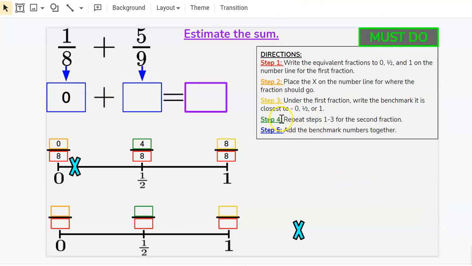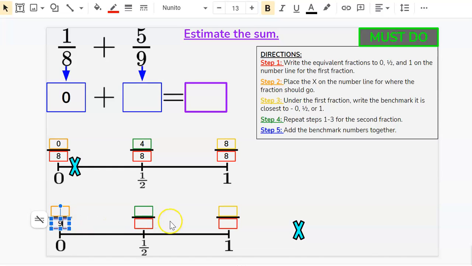Then I have to repeat steps 1 through 3 with the second fraction. This one, the denominator is 9, so I'm putting a 9 in my denominator to start. 0 would be the same as 0/9. 1 whole is the same as having all 9 pieces, so 9/9.